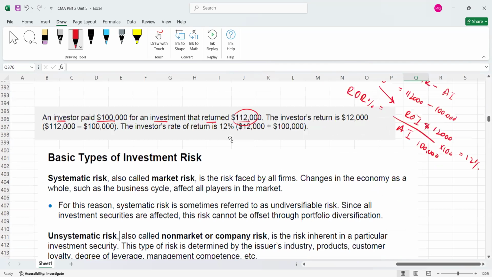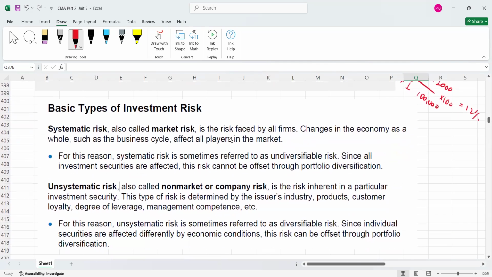So now guys, I'm going to explain some other concepts, and then at the end I'll solve a couple of questions, so you will get an idea of how questions will be tested. Now here we are discussing the basic types of investment risk. These are two very famous terminologies in the field of finance. One is called systematic risk, because this risk belongs to investment. The second is called unsystematic risk. Systematic risk and unsystematic risk.